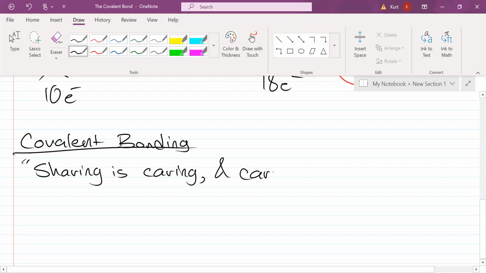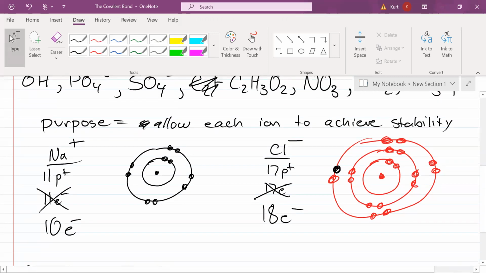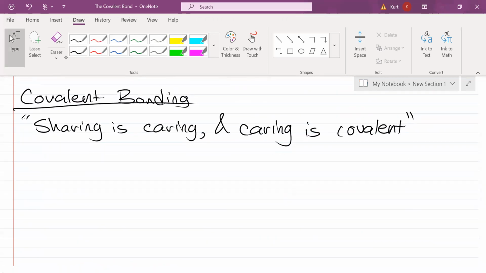And caring is covalent. The reason I say that is because this is how covalent bonds are different than ionic bonds. What you saw above here, the anion, or the more electronegative element, chlorine in this case, stole an electron from sodium. That's stealing. Covalent bonds share. They share electrons.